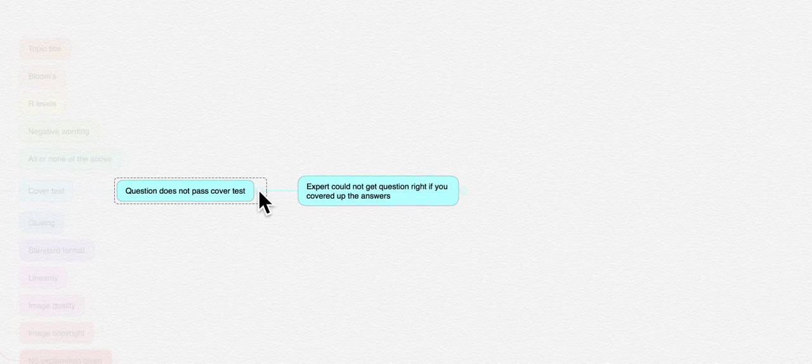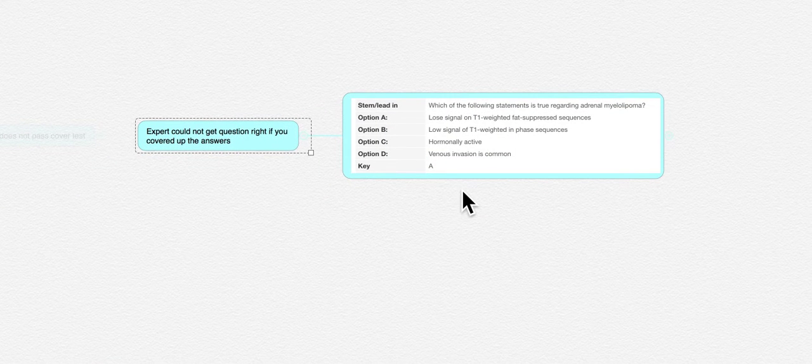Basically what this means is that if an expert was trying to answer this question, and he knew everything about this topic, they could not possibly get the question right if they covered up the answers. Not the image, they're allowed to see the image if there is one, but if you cover up the answers, they could not get it right. And we see this, unfortunately, quite often.